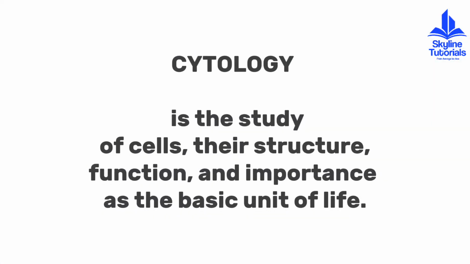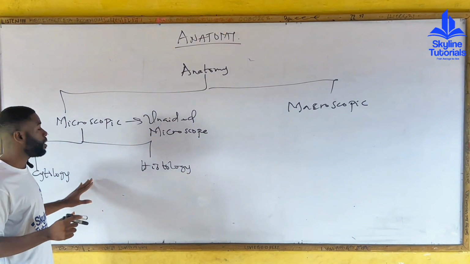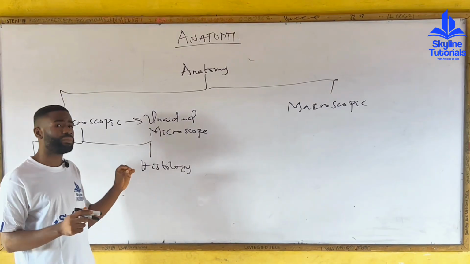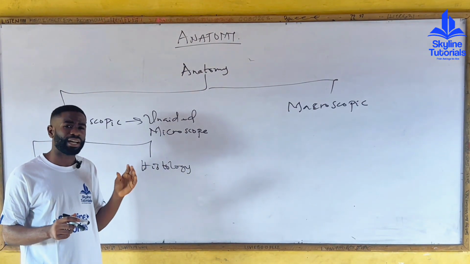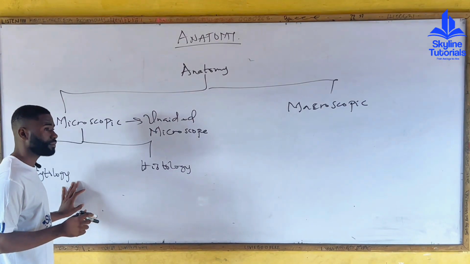Cytology simply is the study of cells, which is the basic structural and functional unit of life. So in cytology, we look at each cell, its composition, its internal structure, and its functions. In cells, we have what we call organelles. Organelles are what make up a cell. So in the study of cells, we look at all of these, their roles in the body, and as well their internal structures. That's it for cytology.